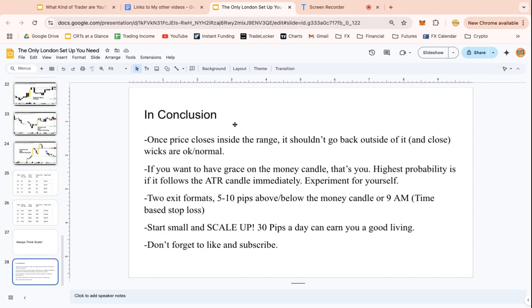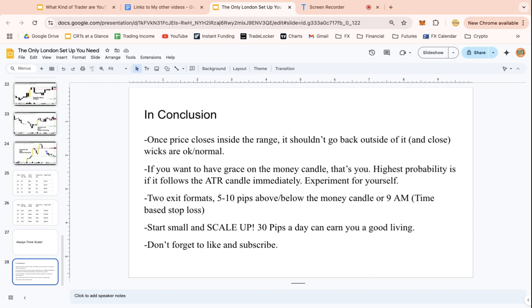Okay. So in conclusion, just some things to follow. Once price closes inside the range, it should not go back outside of it. Okay. Wicks to the top of the range are fine. But once it closes inside the range, it should not then just go right back out. That's what we don't want to see. Okay. If you want to have grace on the money candle, that's on you.